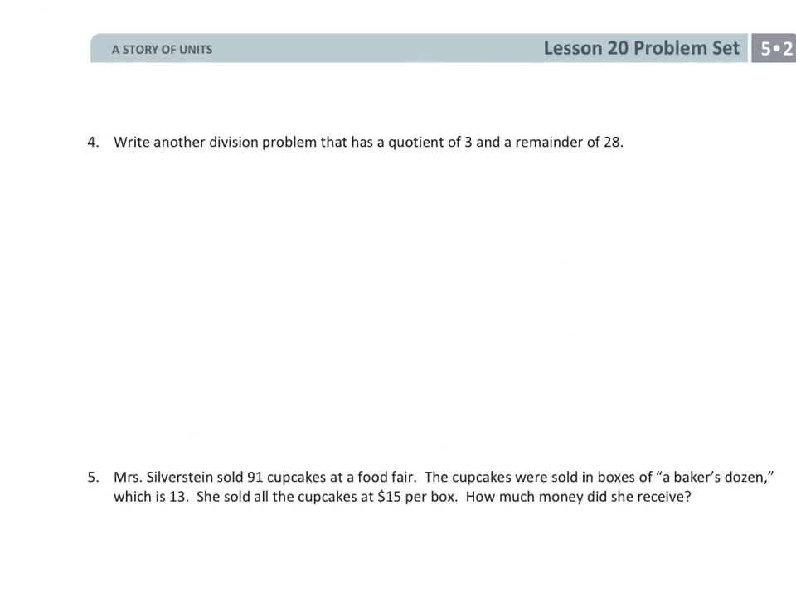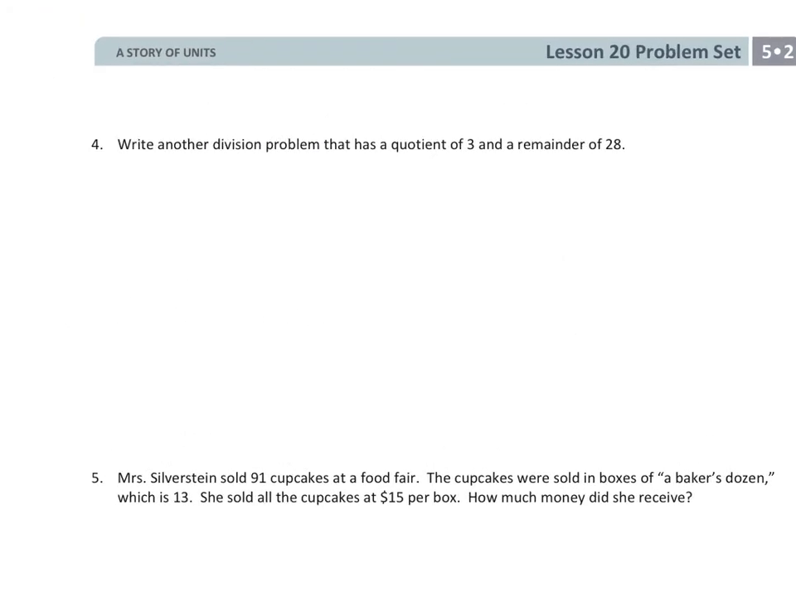Let's zoom in. All right. So question number 4 is they want us to write another division problem that has a quotient of 3 with a remainder of 28. So we get to make up the division problem. And some of you are like, whoa, wait, we only have one part of the division equation. We only have the quotient. How are we going to figure out what the divisor or the dividend is going to be?